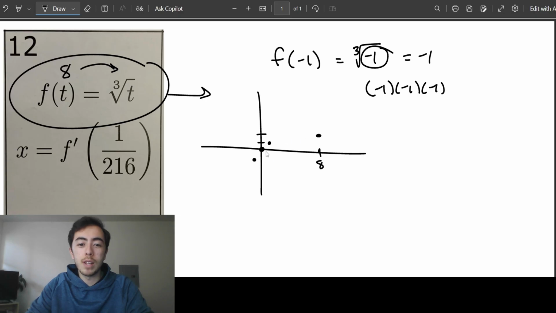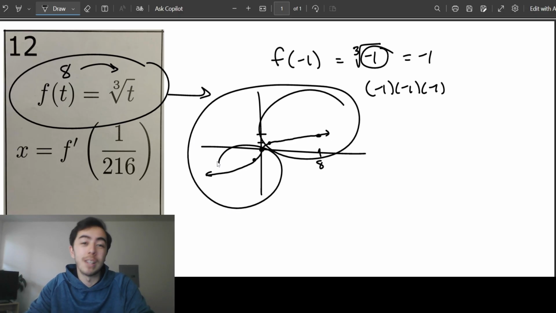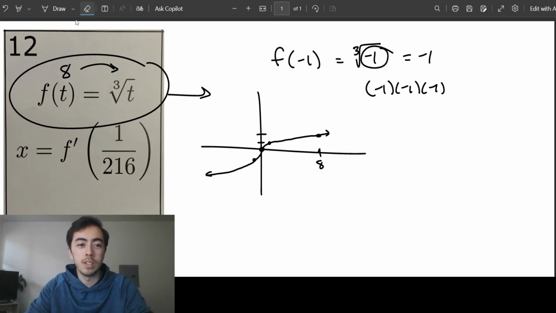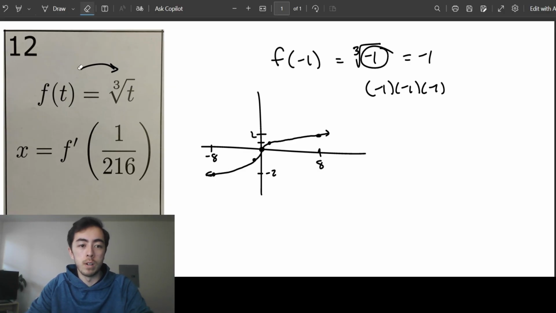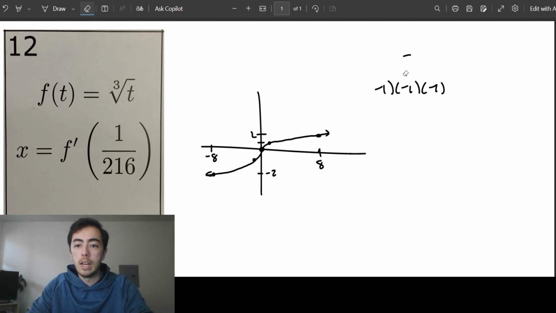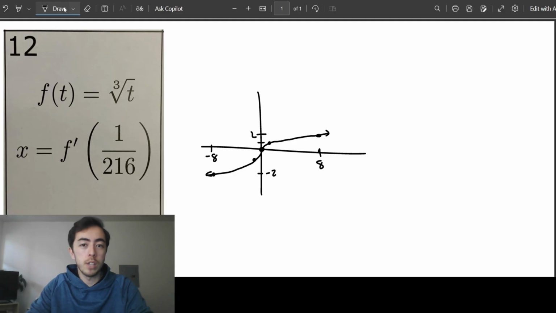And then maybe you can see some symmetrical pattern happening right here, where we are going to just mirror the first quadrant, or I guess rotate the first quadrant into the third quadrant, and we are going to get a point at like negative 8 and then negative 2. And so this is the picture of our cube root function. And the derivative just measures the change or the rate of change at any moment on this graph.